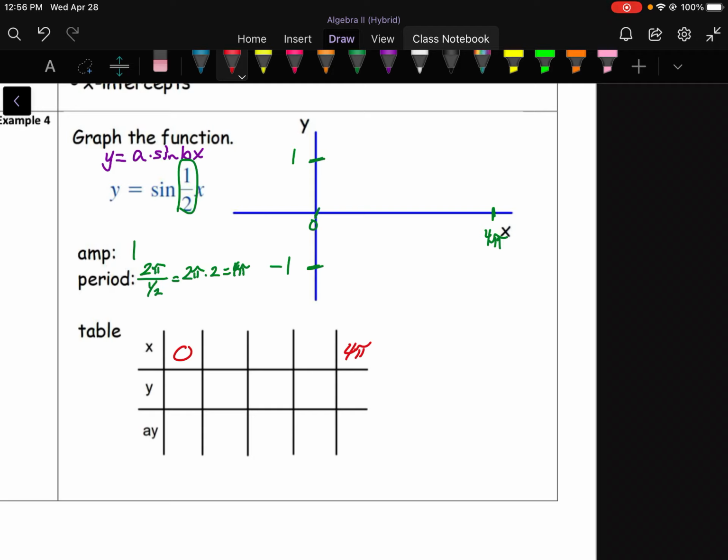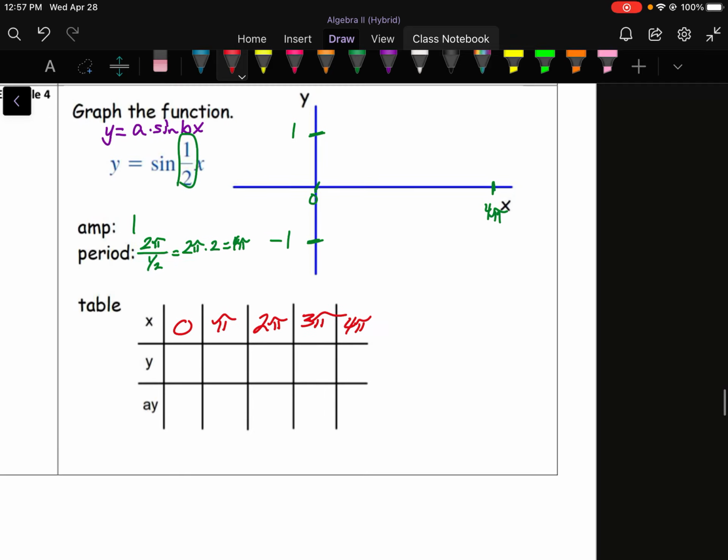So the easiest way for me is just to start by finding this value here. I'm going to find halfway between 0 and 4 pi, which hopefully we can figure out is 2 pi. Then halfway between 0 and 2 pi is just pi. And then halfway between 2 pi and 4 pi would be 3 pi.